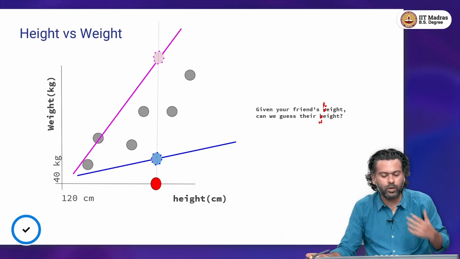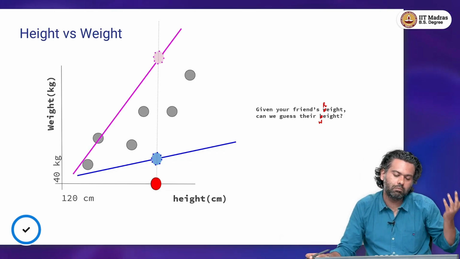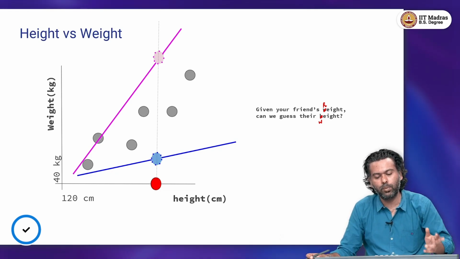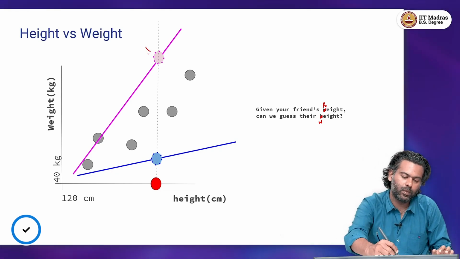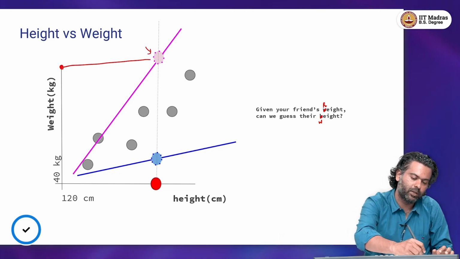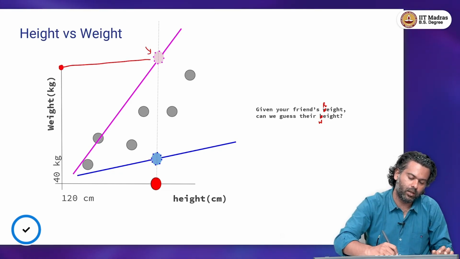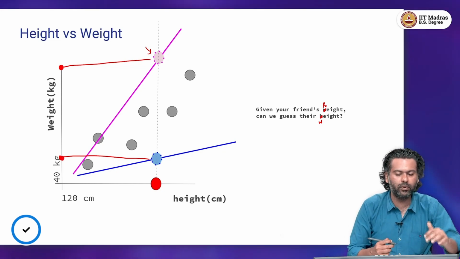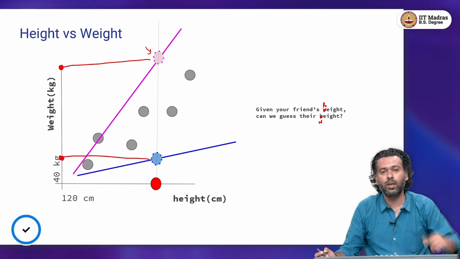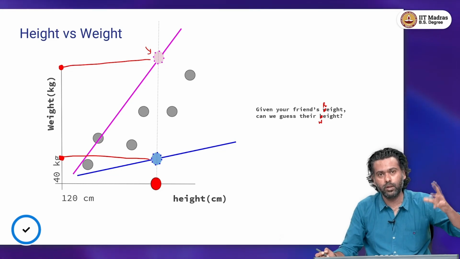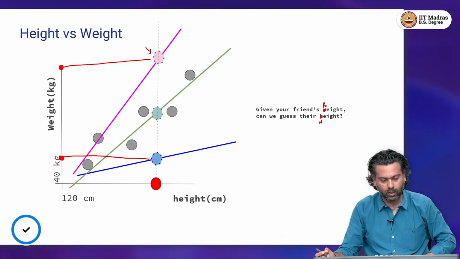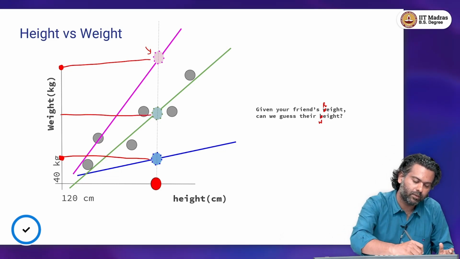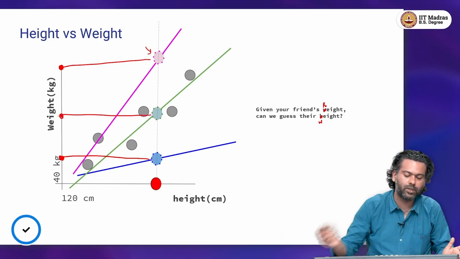Well, why should it be the blue line? It could be the pink line, let us say. In this case my prediction is going to be here. This will be my prediction, this value of weight. Maybe here it is 50 kgs, maybe there it is 75 kgs. These are different predictions, right? They differ by a lot. Or maybe it is the green line. If it is a green line, my prediction is going to be somewhere here, maybe 55 to 60 kgs.